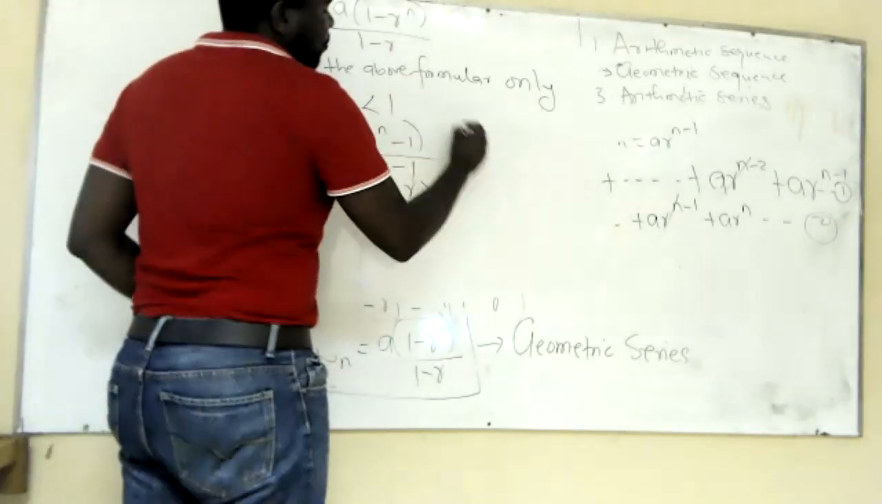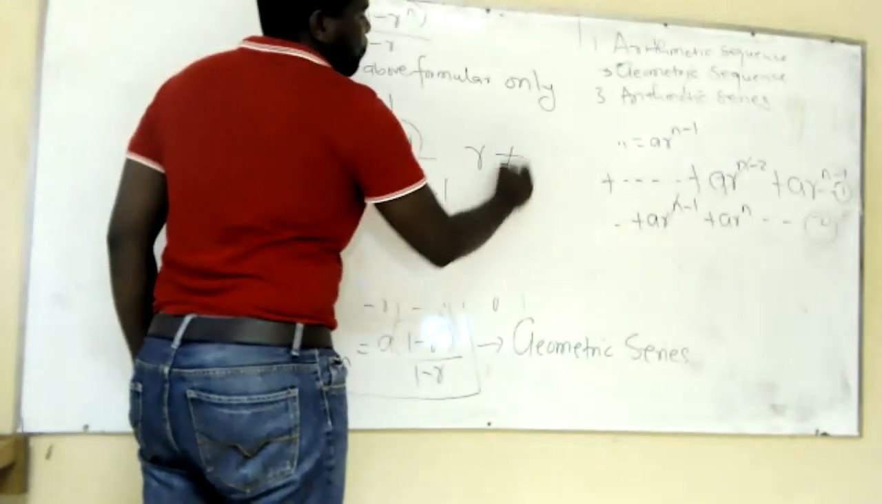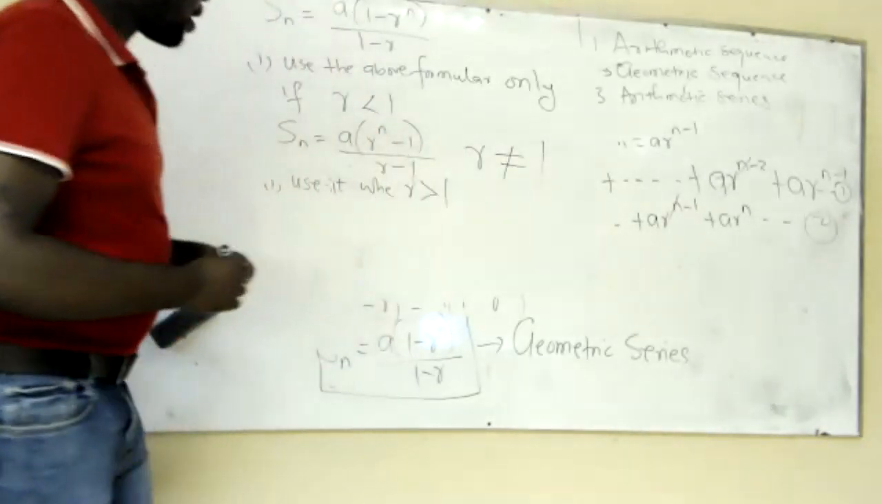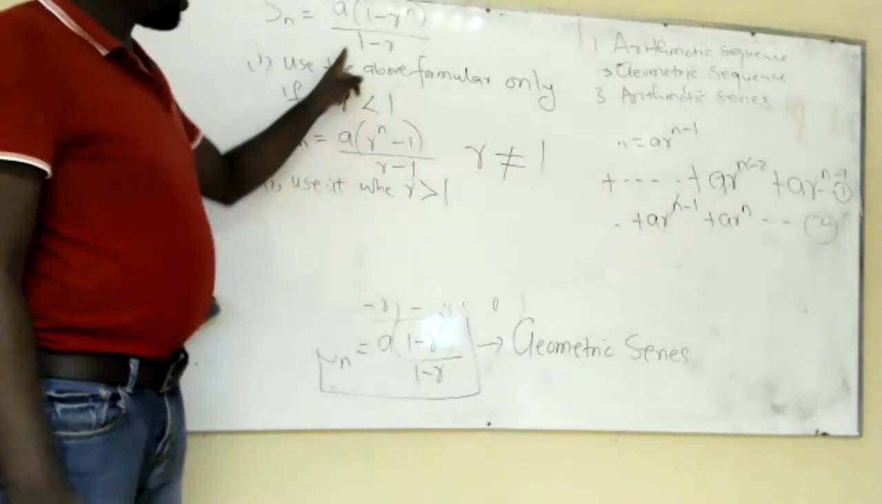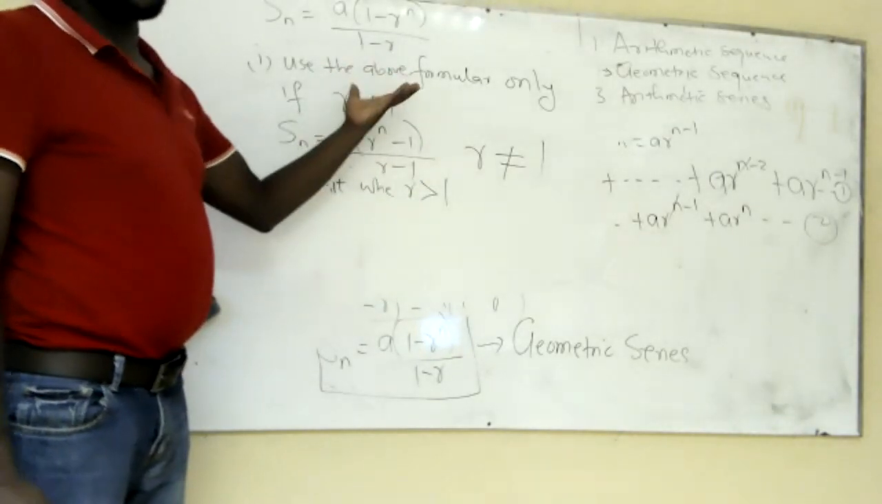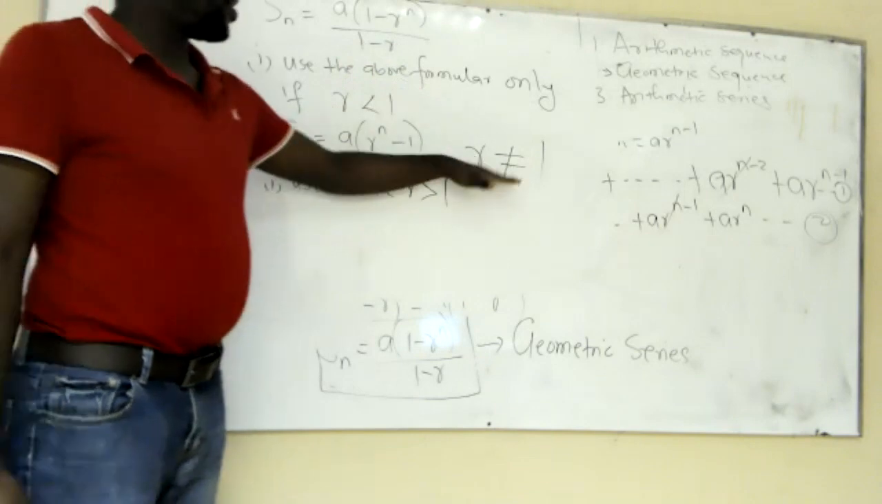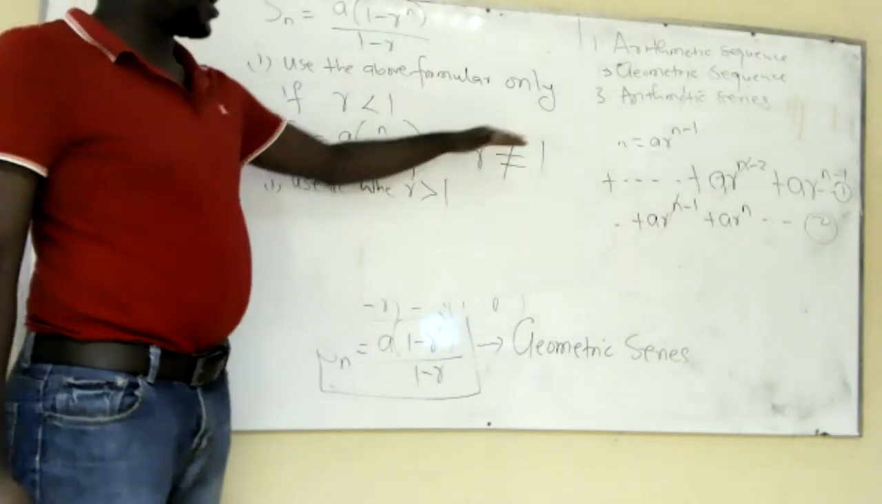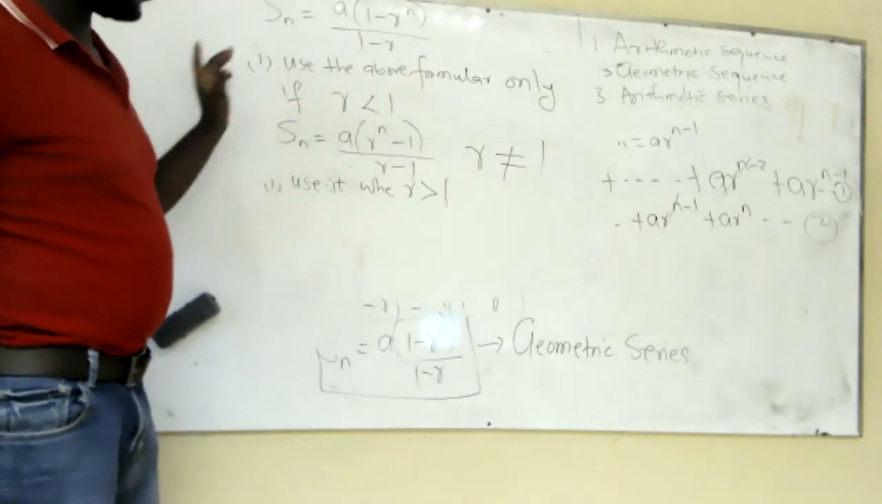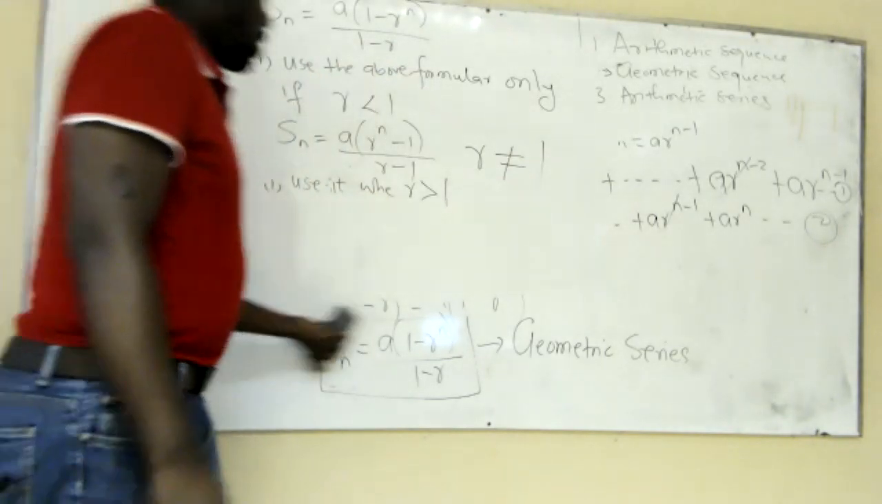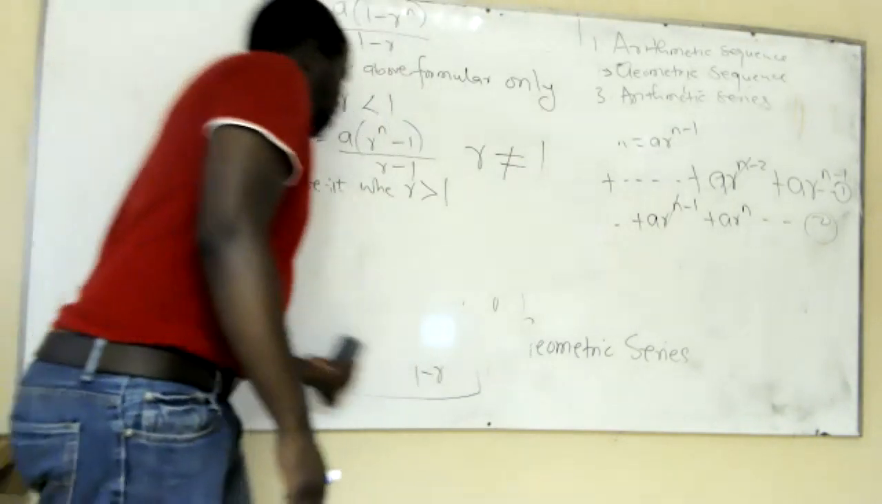And for both formulas, r must not be equal to 1. Why must it not be equal to 1? Because if it is equal to 1, r minus 1 is 0, and 1 minus r is 0. So it's a must that r must not be equal to 1 in this case, because this is not going to work if it's equal to 1.